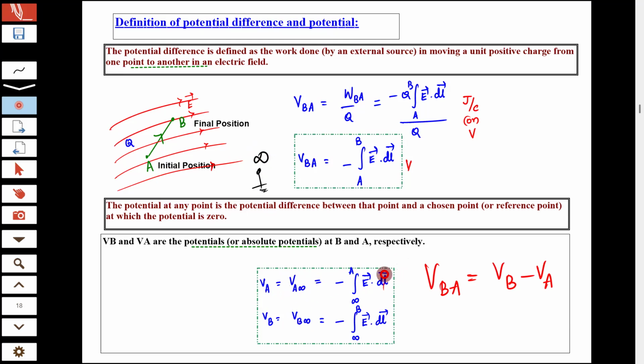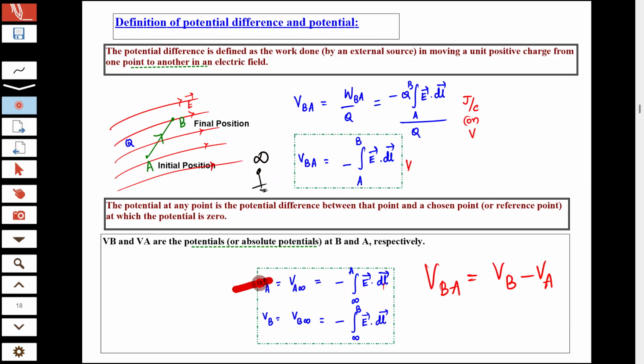In terms of integral equation, we can give this as line integration. Initial point is at infinity and final point is at A. This gives the absolute potential at point A. Similarly, we can give the absolute potential at point B by taking initial reference at infinity and final position at point B. So these two give the absolute potential at point A with respect to zero reference, which is at infinite point, and absolute potential at point B with reference to zero reference at infinite point.